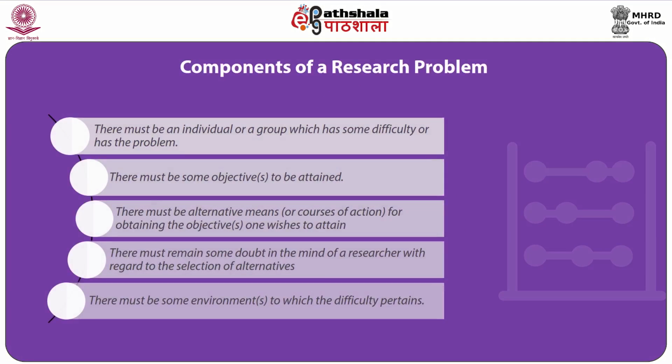According to Kothari, the researcher should identify the following major components of a research problem. There must be an individual or a group which has some difficulty or has the problem. Likewise, there must be some objectives to be attained. There must be alternative means or courses of action for obtaining the objectives one wishes to attain. There must remain some doubt in the mind of the researcher with regard to the selection of alternatives. There must be some environment to which the difficulty pertains.